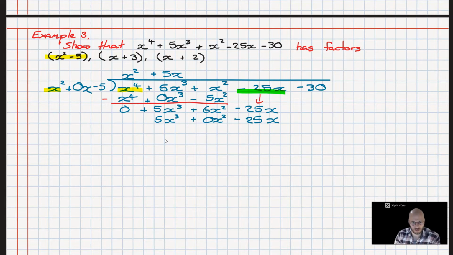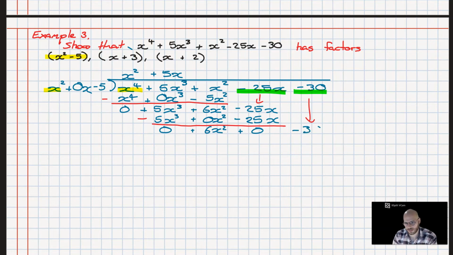Going in for some subtraction, once again. Evaluating. 5x cubed, take 5x cubed, that will be 0. Next one is 6x squared, take 0x squared, that's just 6x squared. Minus 25x, take minus 25x, that's nothing. So nothing. Now grabbing the next term along the line and pulling it down, I'm going to get minus 30.